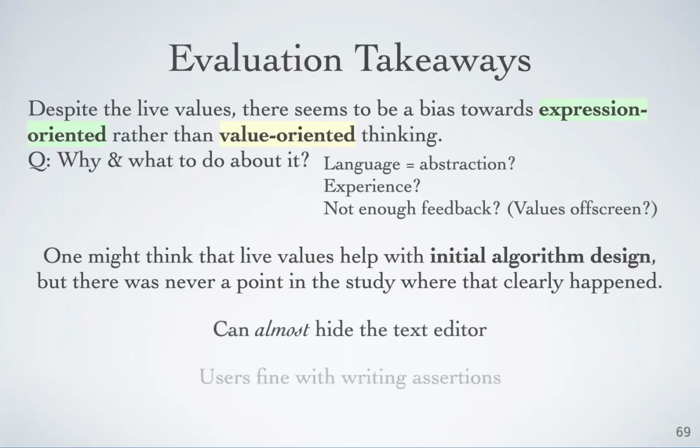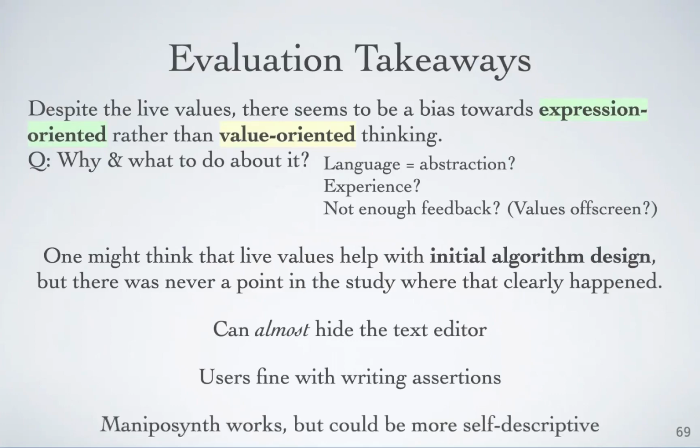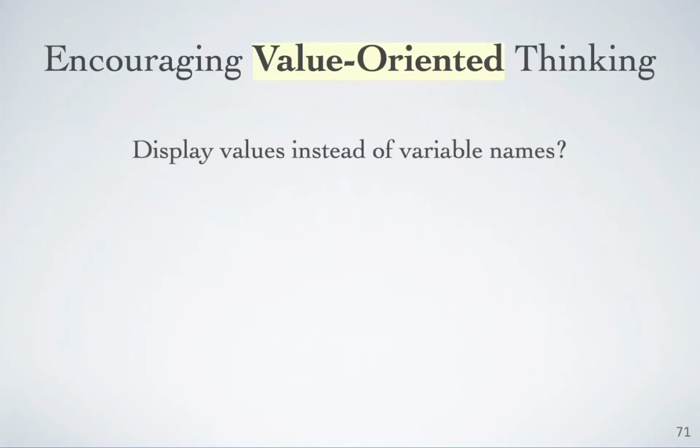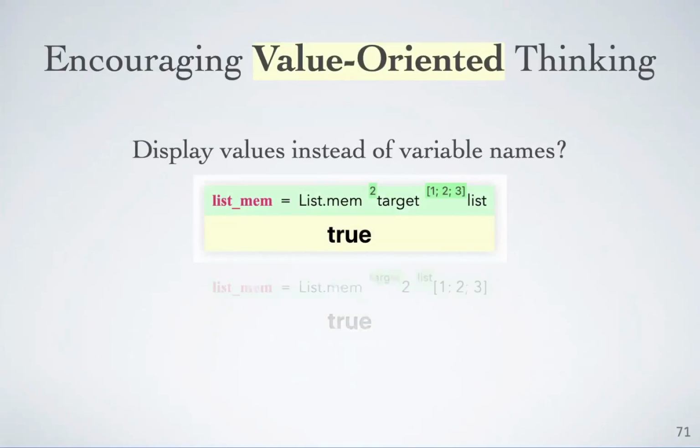You could almost hide the text editor. Users had no trouble writing assertions. In fact, before we even introduced synthesis, they kind of wanted to write assertions. And maybe Manipusynth could be a little more self-descriptive, but in general, it seems to be working okay. How do we encourage value-oriented thinking? Well, maybe instead of variable names, we can display the values instead, just kind of flip them around here.